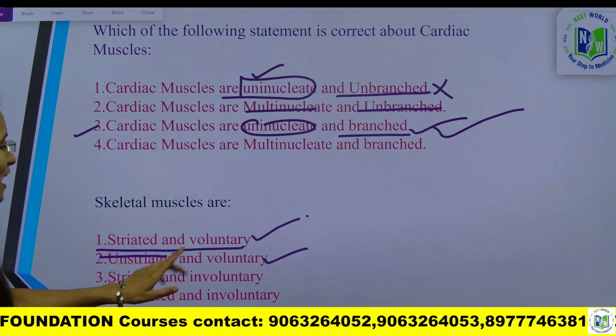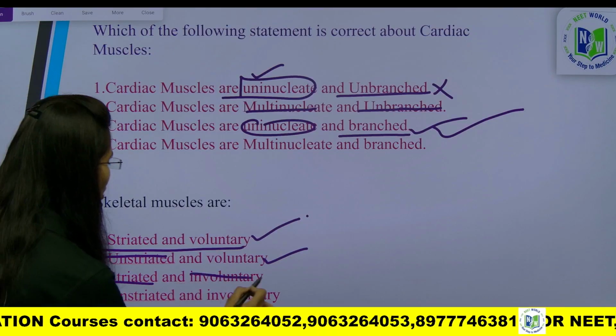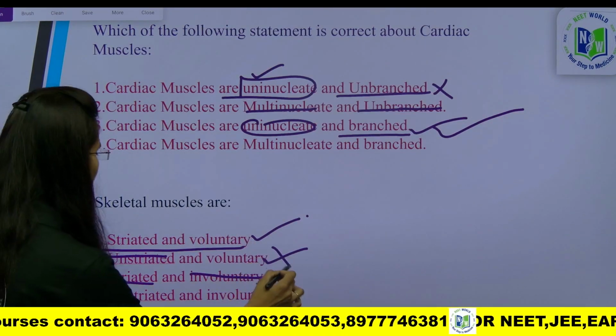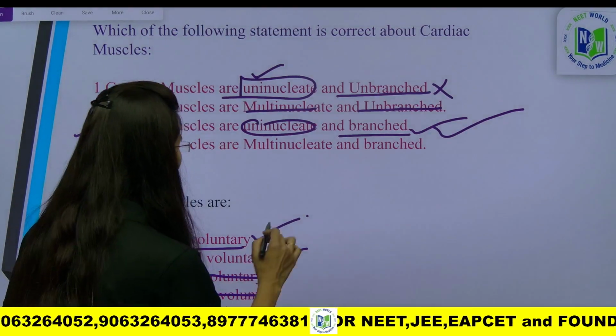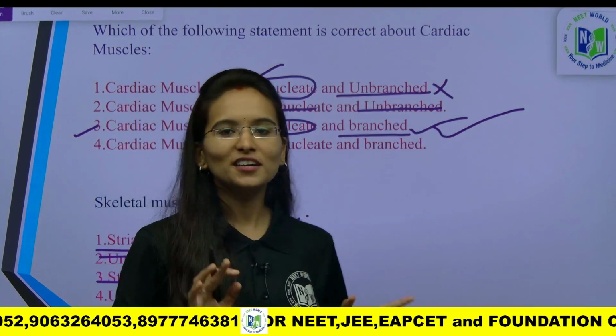And next, striated and involuntary. Striated is right, but involuntary is wrong. Option 4, unstriated and involuntary. This is completely wrong. So option 1 will be the right option.